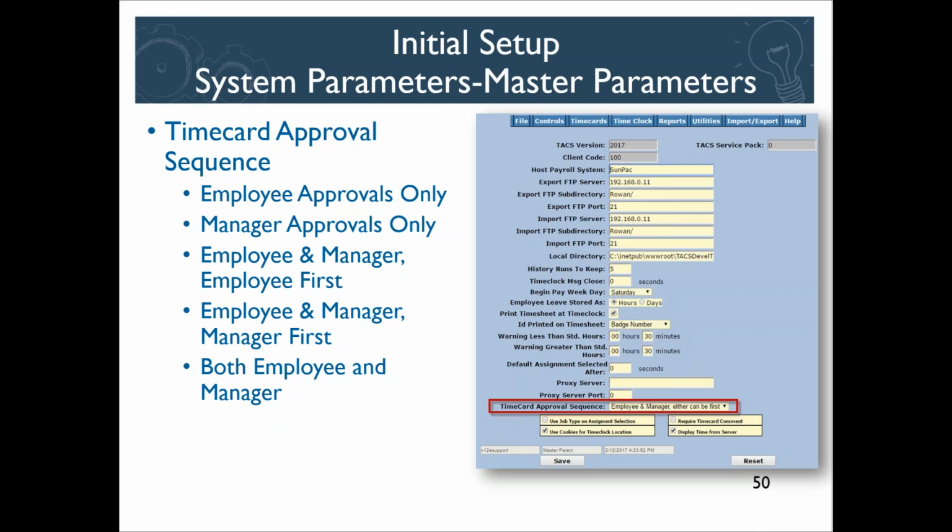In the master parameters, you'll see a drop-down called time card approval sequence, and that will allow you to choose how you want people to be approved. Again, you can do the employee or manager or employee and manager, and you can do the employee first, or you can do the manager first, or you can do it where it doesn't matter. Either one can do it first.